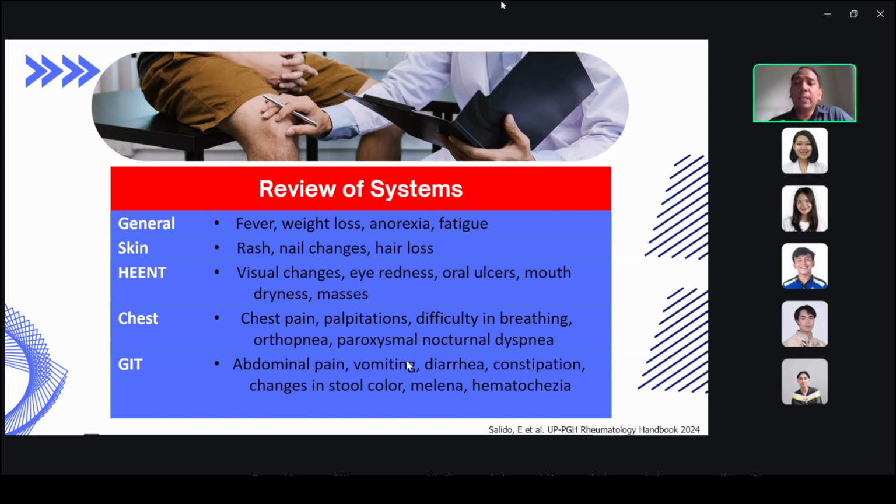So what other symptoms are they feeling aside from those chief complaints? So we ask if there is fever, chills, weight loss, loss of weight, loss of appetite or weakness. You will check for the skin: are there rashes, changes in the nails, hair loss. For the head, ears, eyes, neck, and throat: is the vision blurring, do the eyes hurt, is the throat dry, are there lumps?